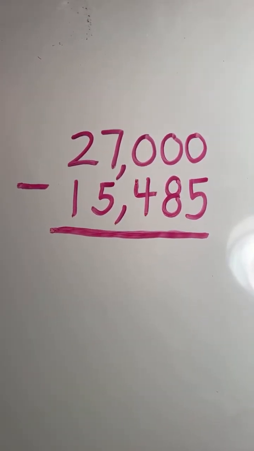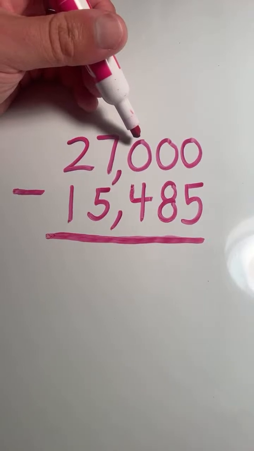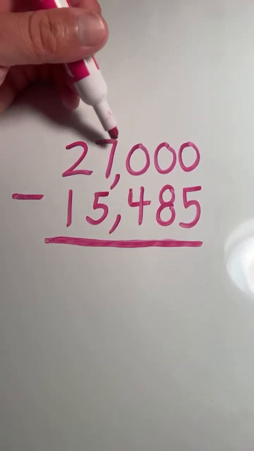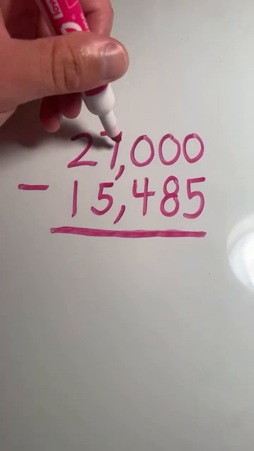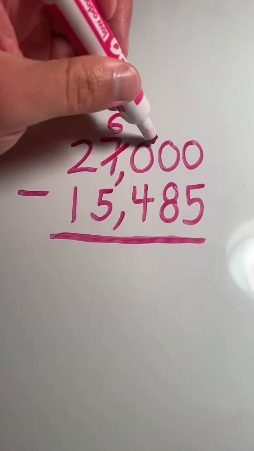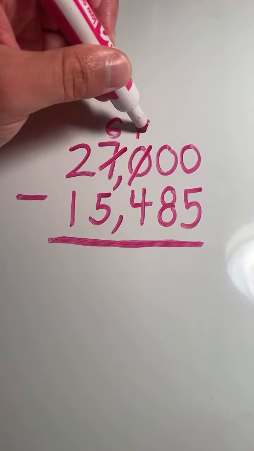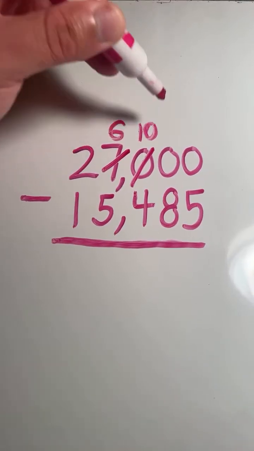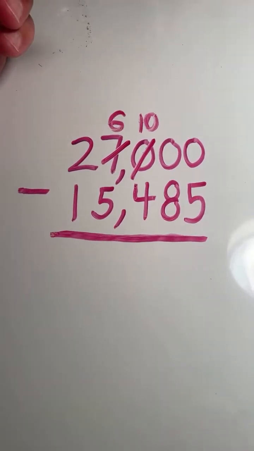So how do we regroup? You cannot start with 0 and take away 4, so we have to take a 10 from the thousands place. So the 7 in the thousands place is going to become a 6. The 0 in the hundreds place is going to become a 10. Now I'm going to do all of my regrouping before I do any subtraction.